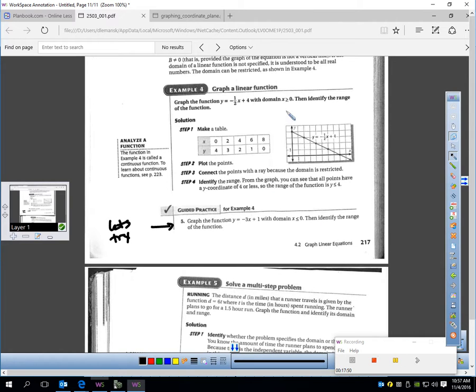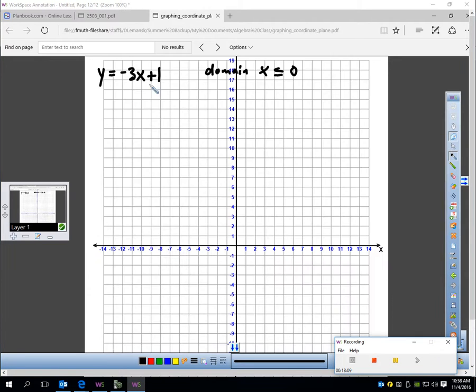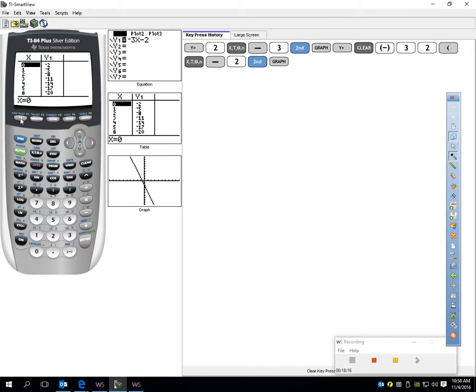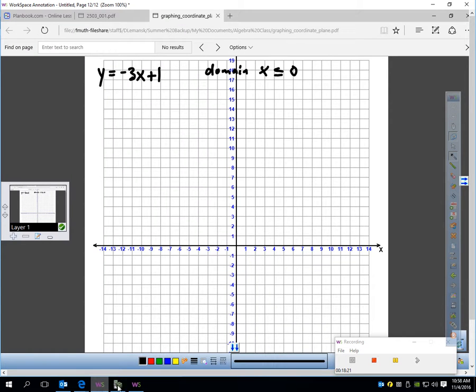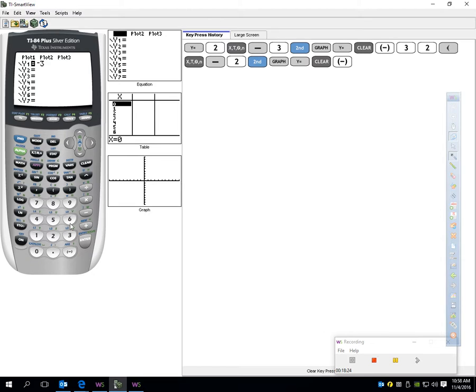And then to end the video, I want to just walk through this real quick. Graph a linear function. It says graph the function, we'll do this sample here, y equals negative 3x plus 1 with a domain of x less than or equal to 0. Then identify the range. Okay, so there's my equation. If I want, I can make a table on my calculator. Let me go to my calculator and do that. Y equals, we said the problem was negative 3x plus 1, so negative 3x plus 1. Let's make a table. Second graph will give me a table.